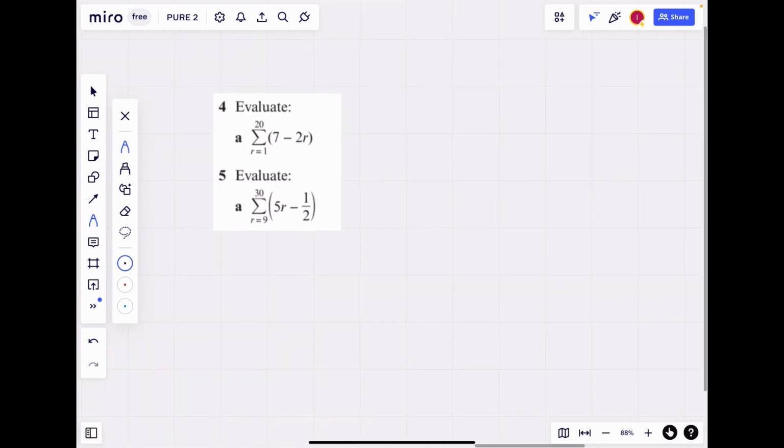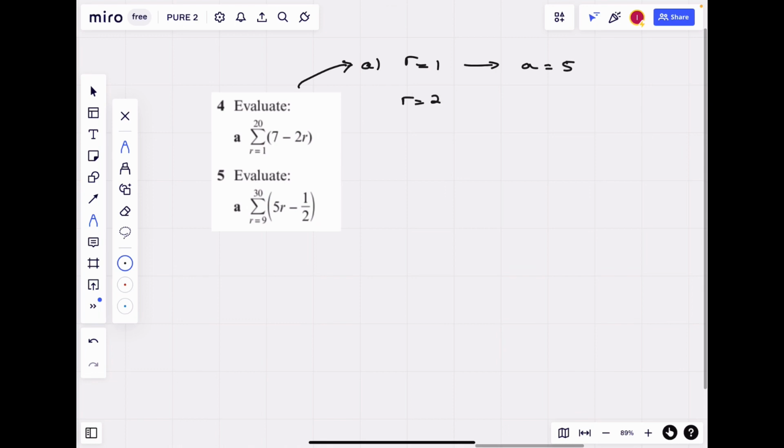I've put 2 questions which I want you to try, question 4a and 5a. Give those a go for me, please. Alright, let's do 4a. We want to work out a, we want to work out d. It's an arithmetic series because there's no multiplier, it's only subtracting. So when we plug in r equals 1, we get a equals 5. When we plug in r equals 2, we get 3. And then when r equals 3, we get 1. So 5, 3, 1. That is the first 3 terms of our series.